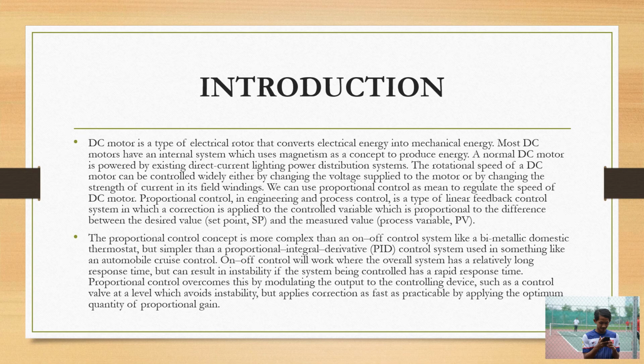The rotational speed of a DC motor can be controlled widely, either by changing the voltage supplied to the motor or by changing the strength of current in its field windings. We can use proportional control as a means to regulate the speed of a DC motor.